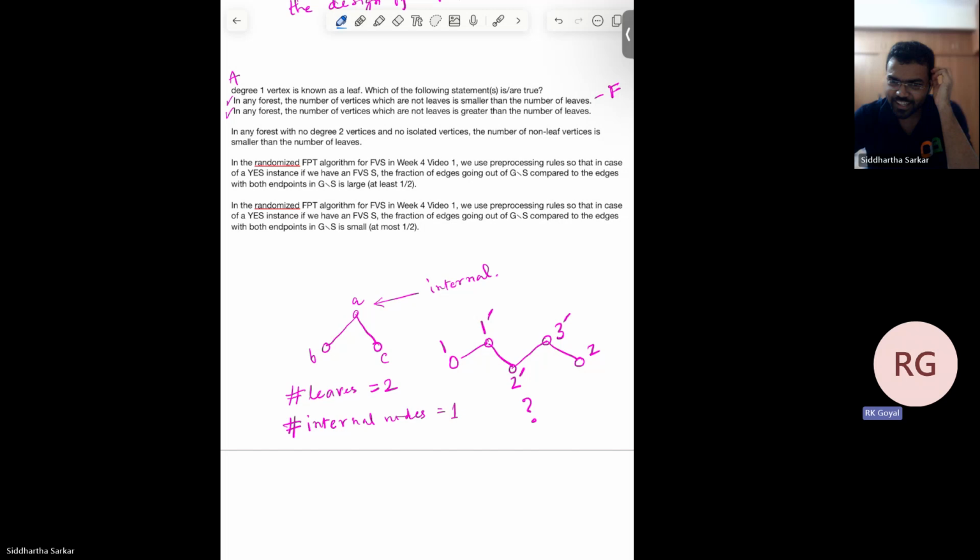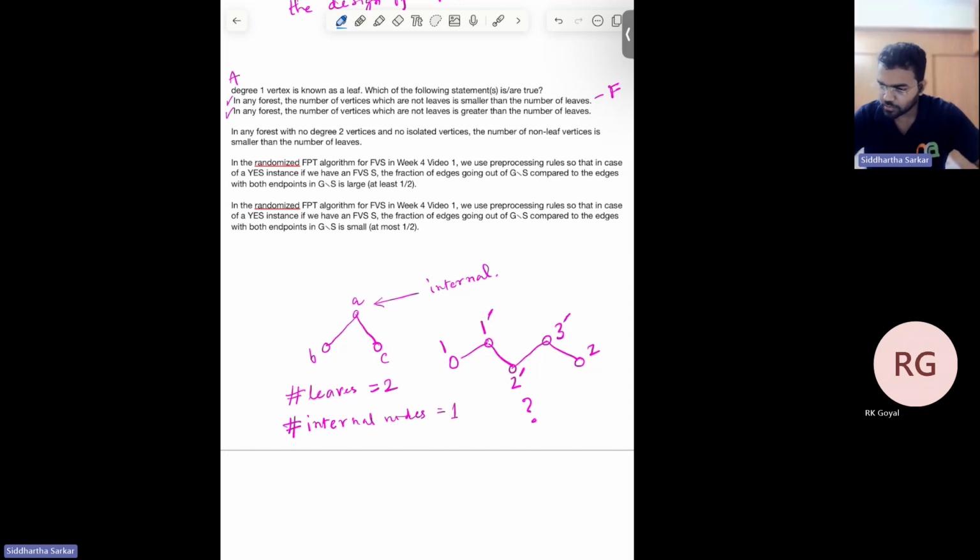This has to be true then. Number of vertices which are not leaves is greater than the number of the leaves. But this is not always true. There could be cases like in the case of the strict or the complete binary tree. Quite possible that the number of the internal nodes is less than the number of the leaves. Yes, so that is the case.